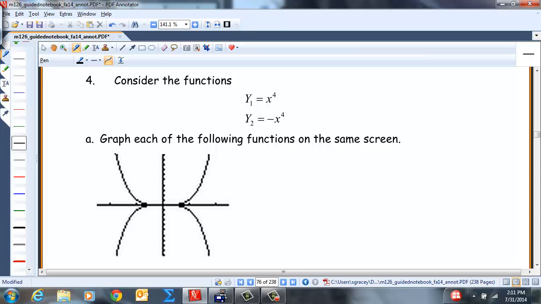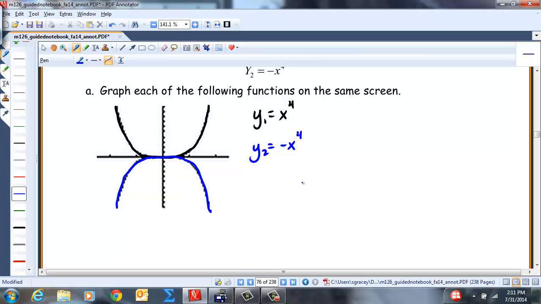So our original graph is here in the black. That's y1 is equal to x to the 4th. And then our second graph, basically apply everything that was positive. Everything that was positive becomes negative. So you have y2 is negative x to the 4th.